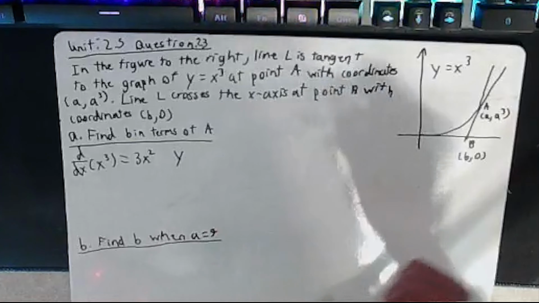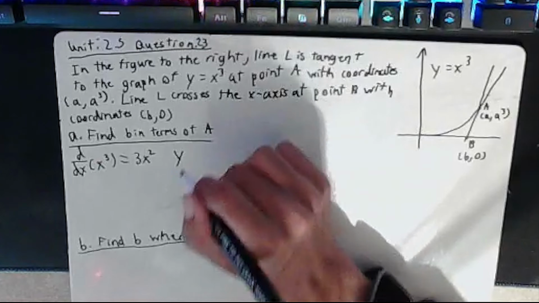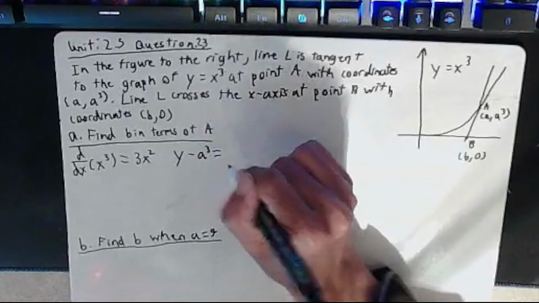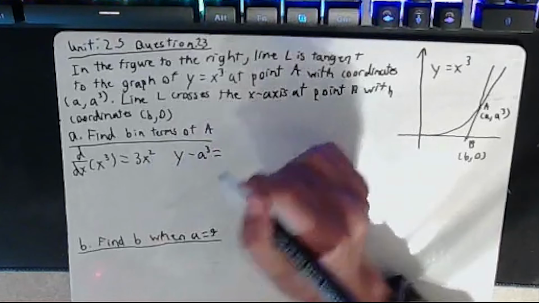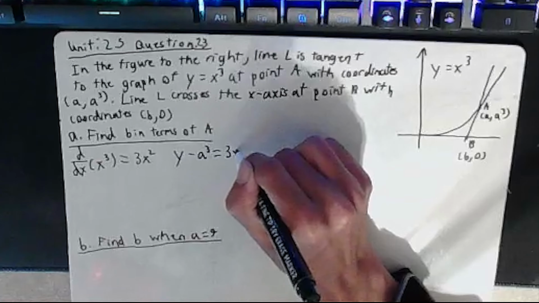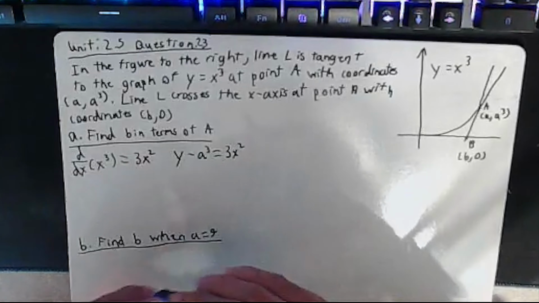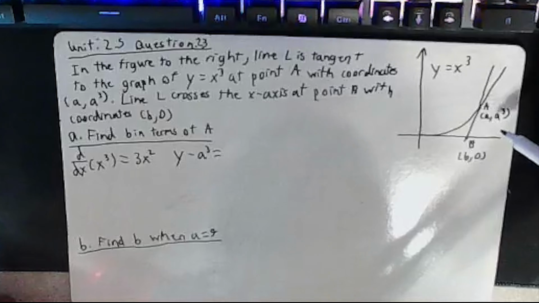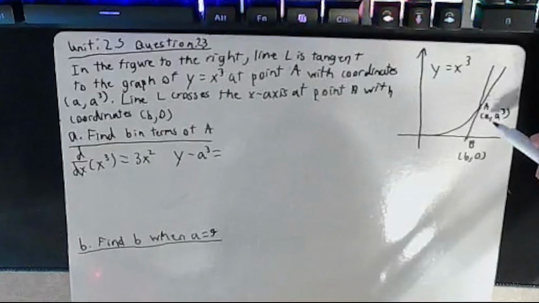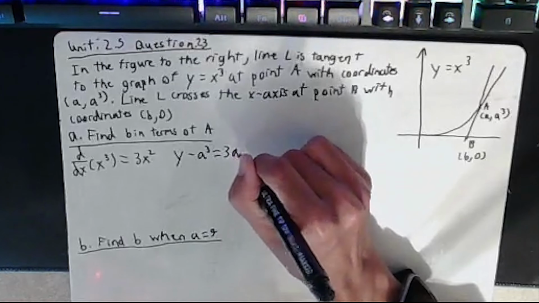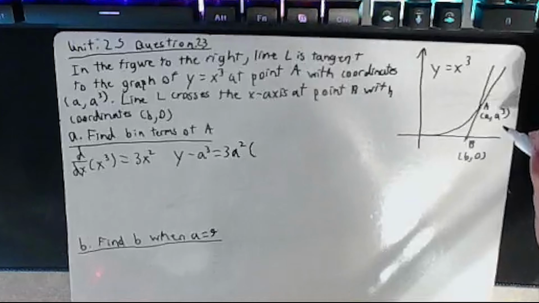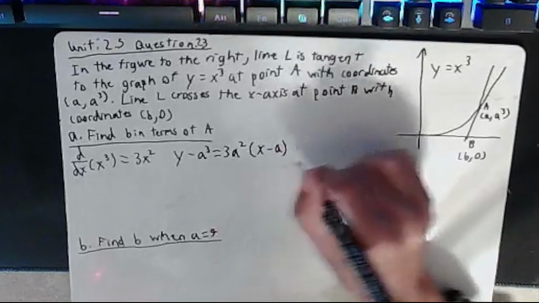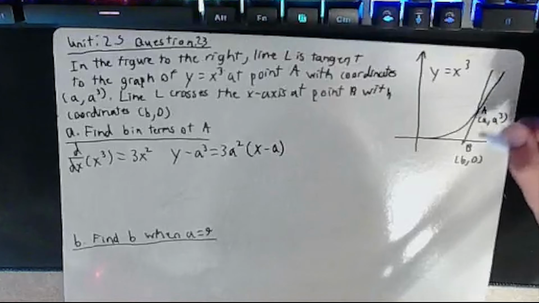Remember, point-slope form is y minus y1 equals m times x minus x1. Our y1 right here is a cubed, so y minus a cubed equals m, which is our 3x squared. In this case, we're going to plug in a for our x value, because we're finding the slope at x equals a. So it'd be 3a squared, and then times x minus our x1 value, which is a. So this is our equation of the line right here at the point A.